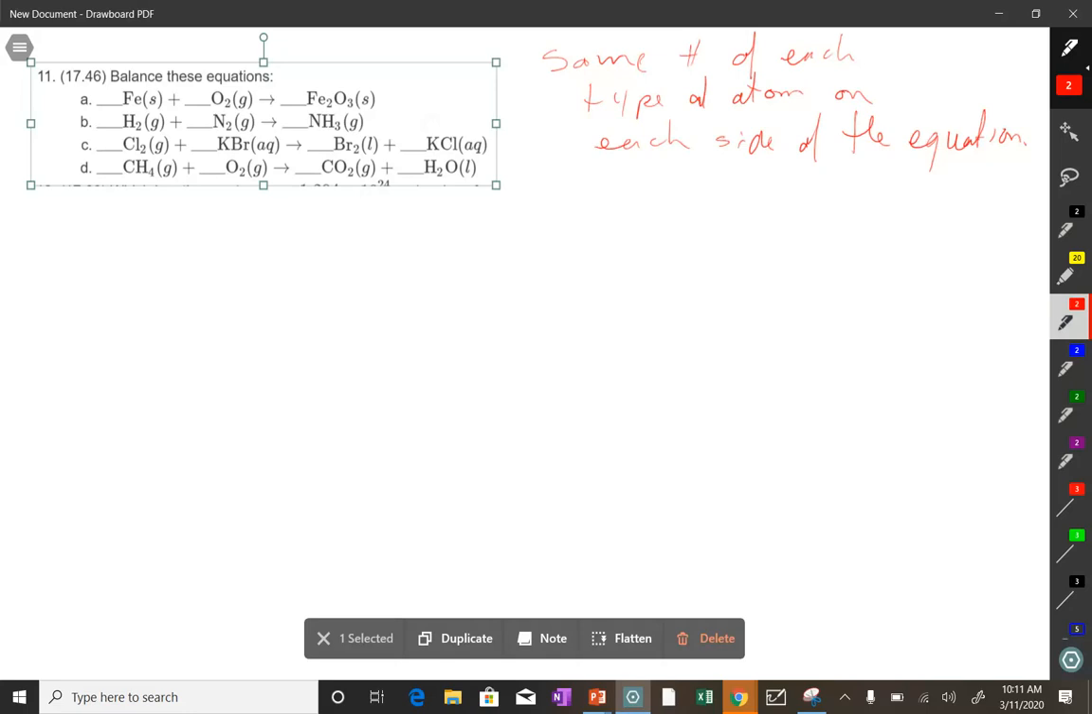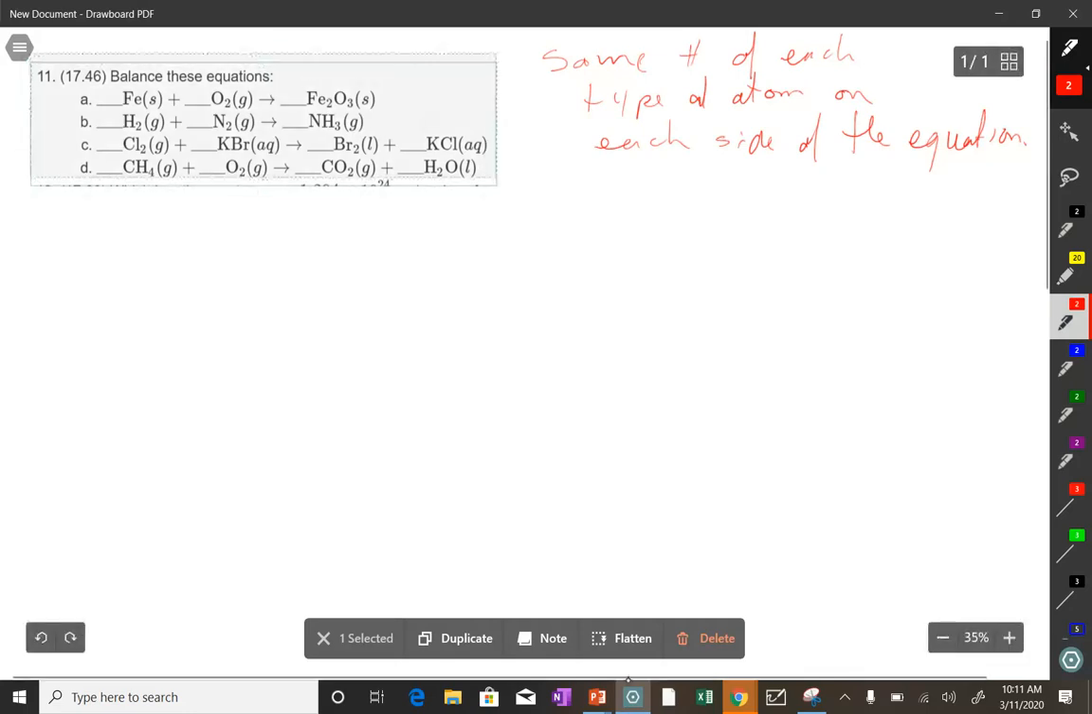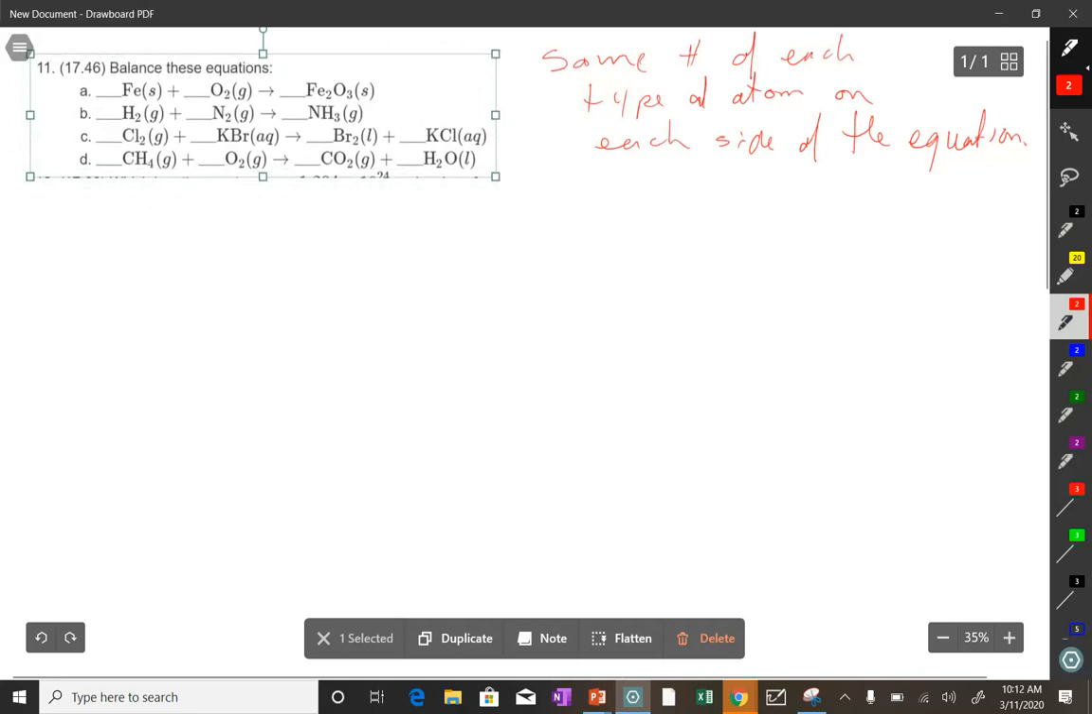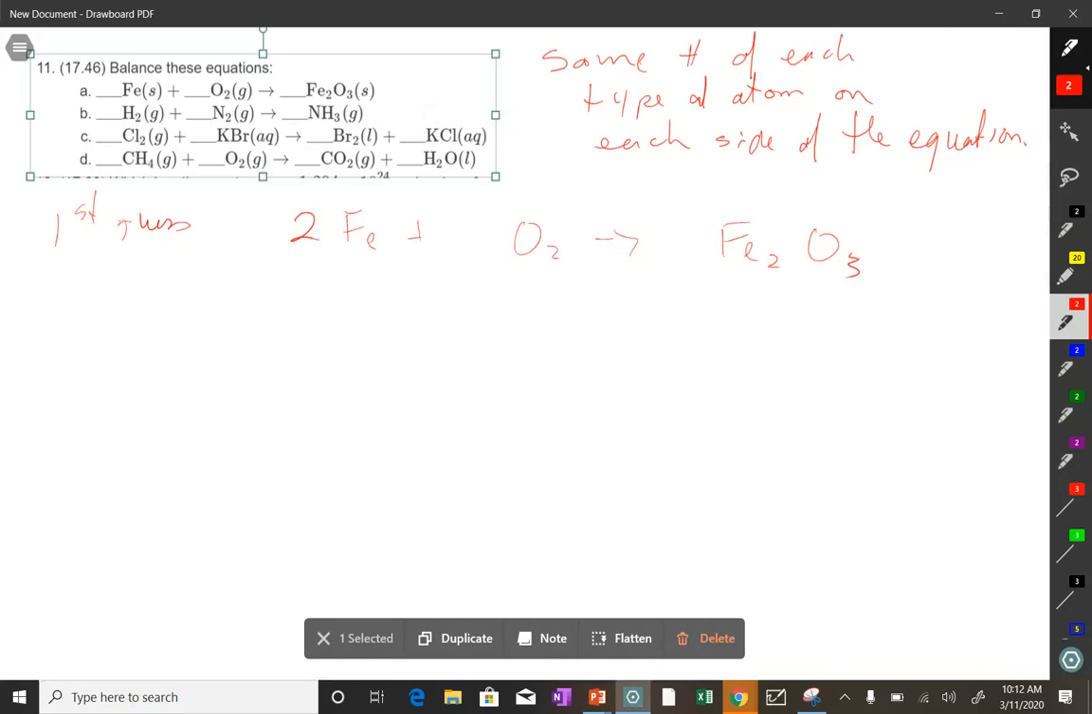Okay, so we'll do the first one. I'll tell you how, okay, Annabelle? So when I look at this, I know that I have to have at least 2 irons because there's Fe2 on the right-hand side. So I might make a first guess that it's 2 Fe plus something O2 yields Fe2O3. But then how many O2s would I have to get 3 O's?